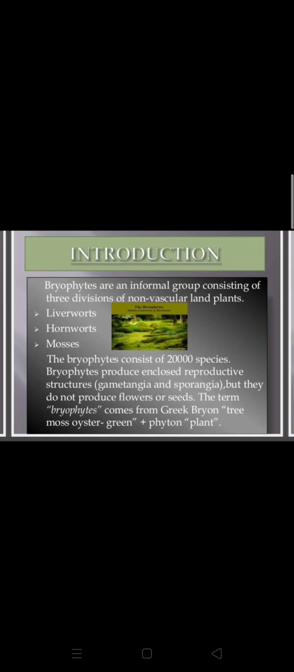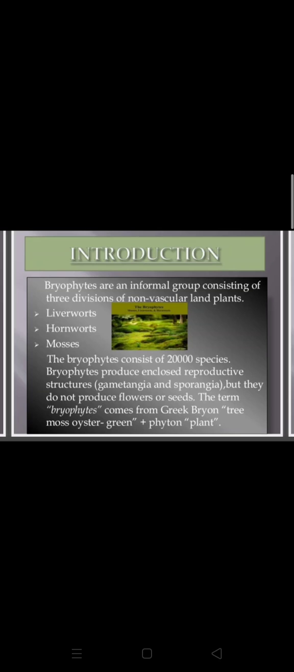Liverworts, hornworts and mosses. If I segregate these words, liverwort is segregated into 2 parts, liver and wort. Wort means stone-like, which has a hard body. So next point, the bryophytes consist of 20,000 species.